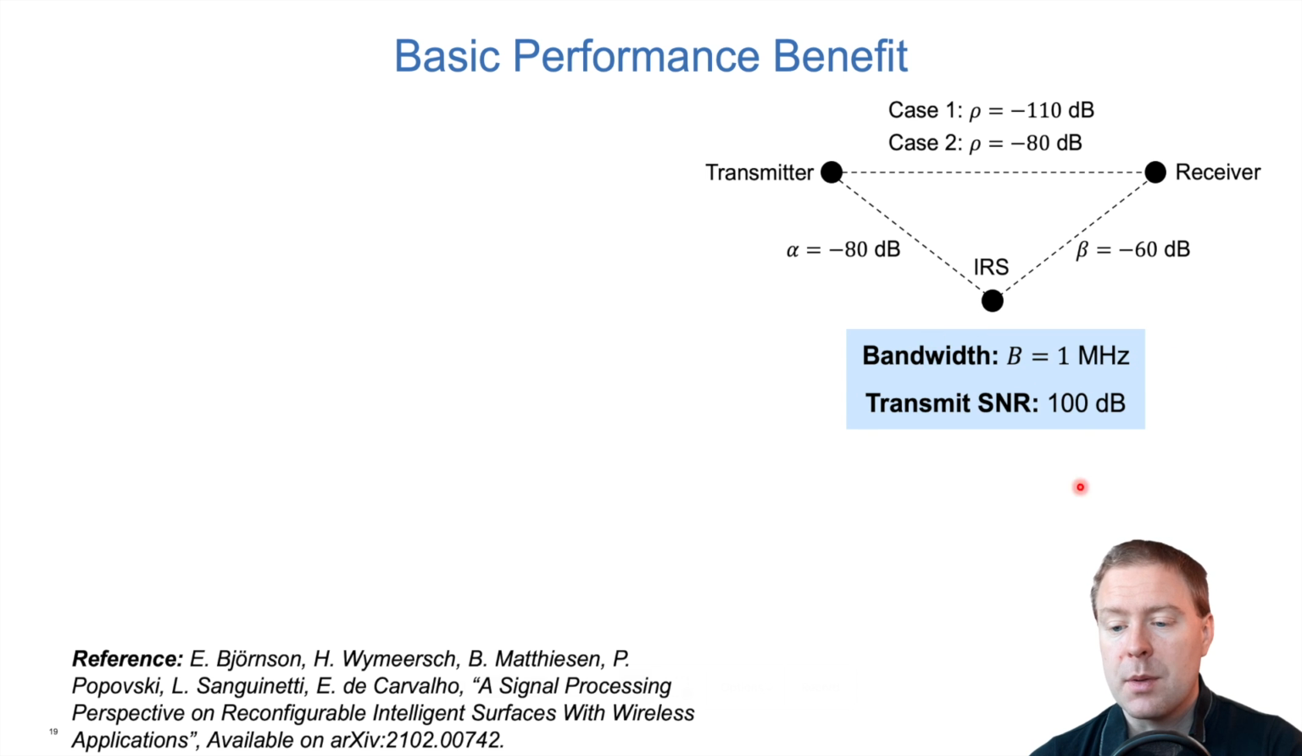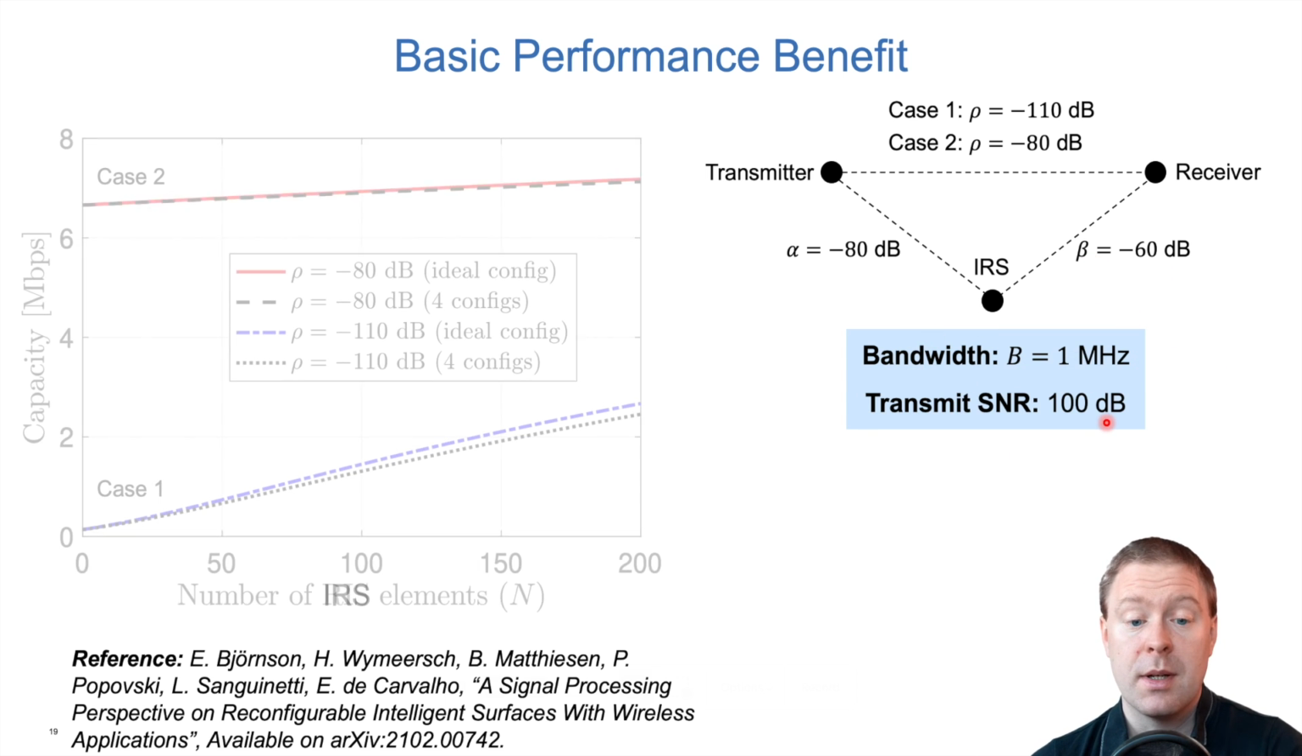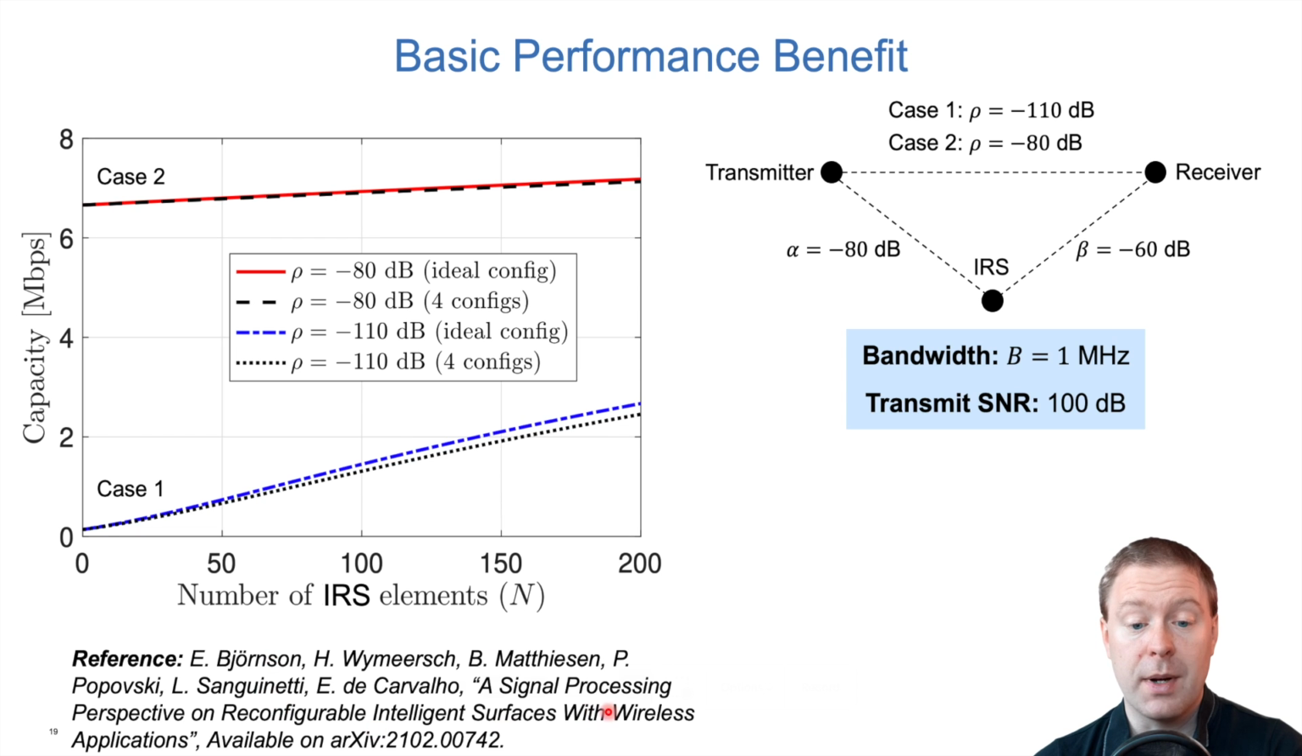And I have some assumptions around bandwidth and transmit powers. These are not exactly the most important thing you can find in this paper. Instead, let's focus on the capacity in megabits per second that we can deliver over this bandwidth. And I'm changing the number of IRS elements from 0 up to 200.